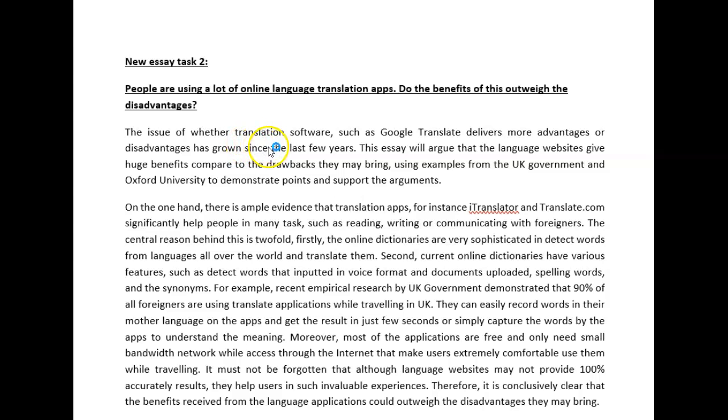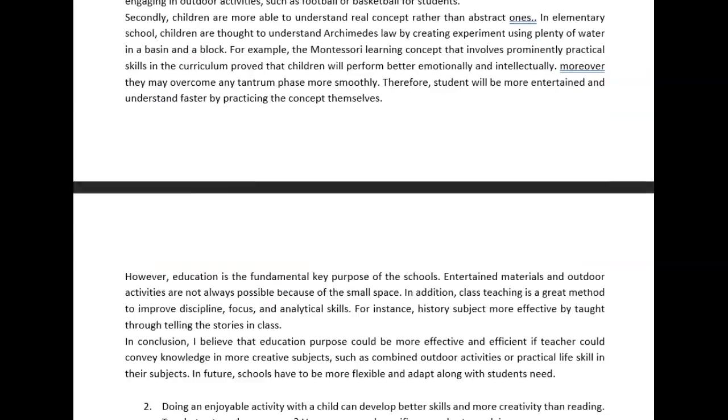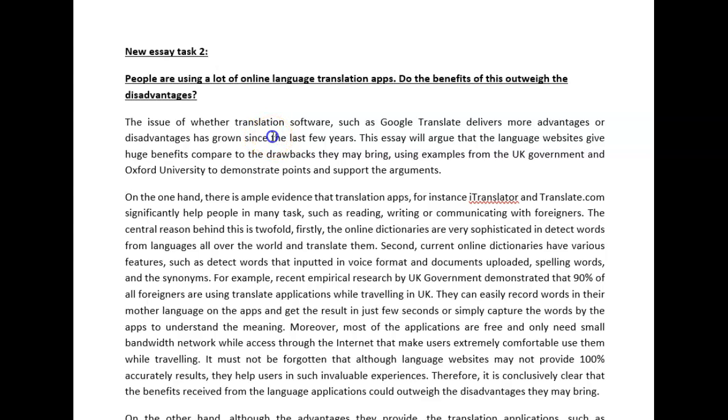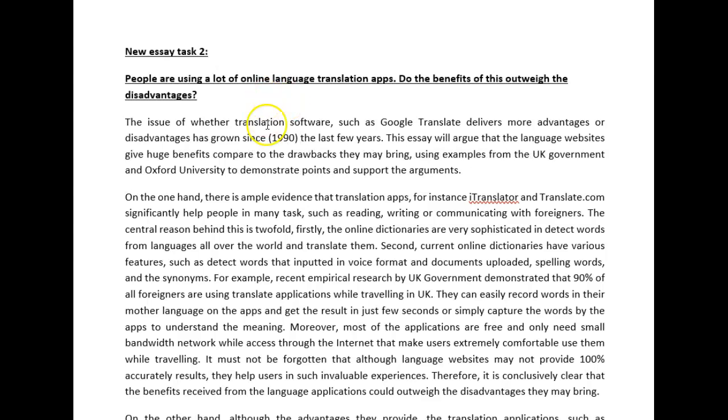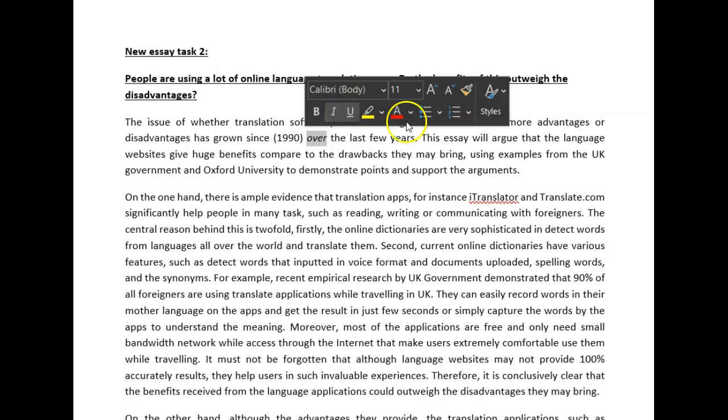You need to be careful with since and over and for, these prepositions to do with time. If you're going to use since, you have to say since a point in time. So it would be since 1990, for example. So since is a point of time. You want to have over the last few years, because you're talking about a period of time. So I'm just going to put that in as a correction.